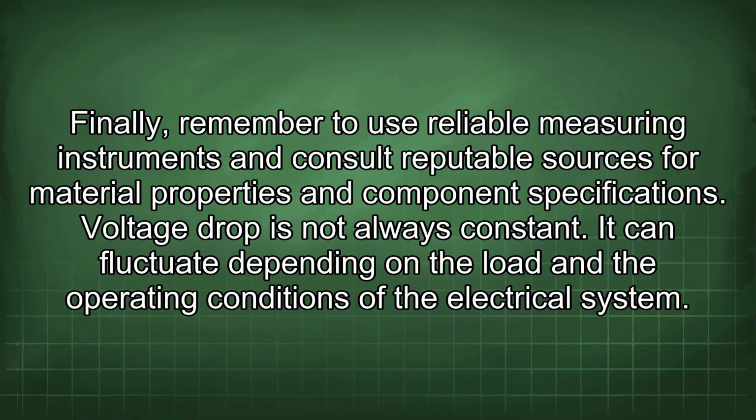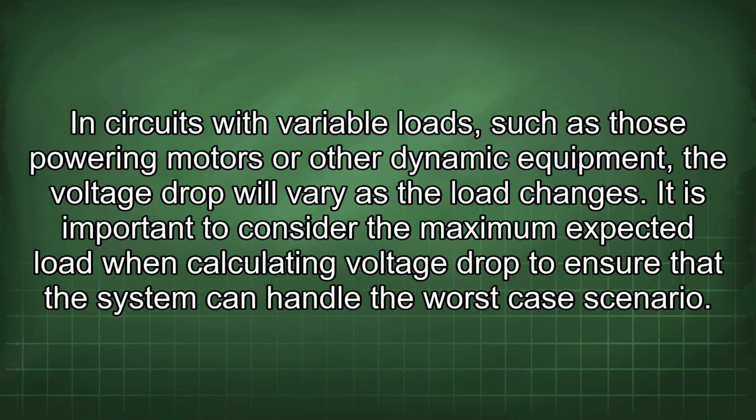Voltage drop is not always constant. It can fluctuate depending on the load and the operating conditions of the electrical system. In circuits with variable loads, such as those powering motors or other dynamic equipment, the voltage drop will vary as the load changes. It is important to consider the maximum expected load when calculating voltage drop to ensure that the system can handle the worst-case scenario.